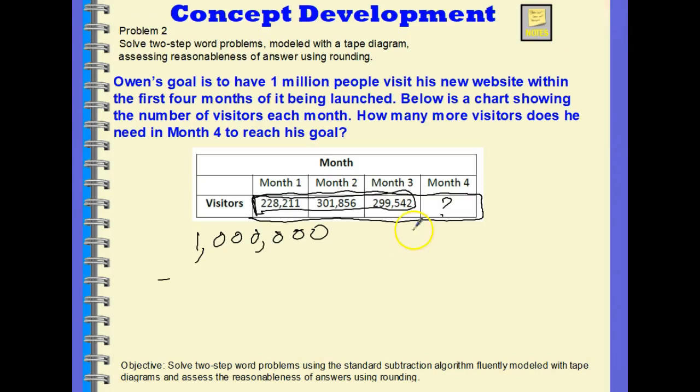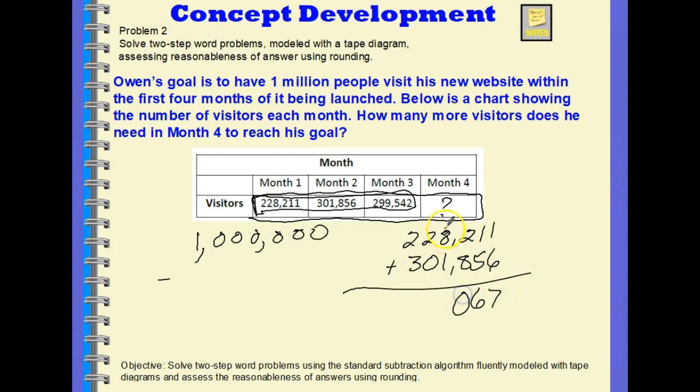So we have 228,211 plus 301,856, 7, 6, 10. 8 plus 1 is 9, plus 1 is 10. 2 plus 1 is 3. 2 plus 3 is 5.